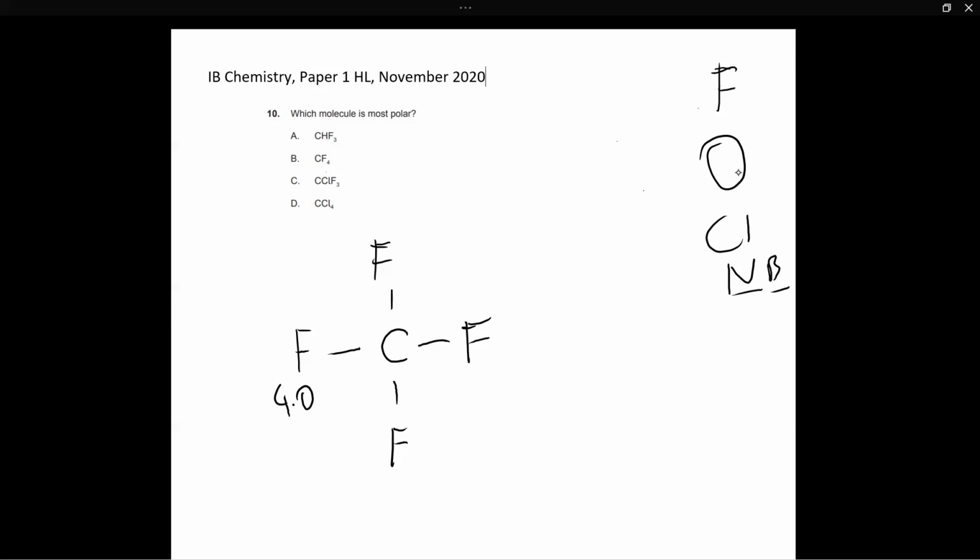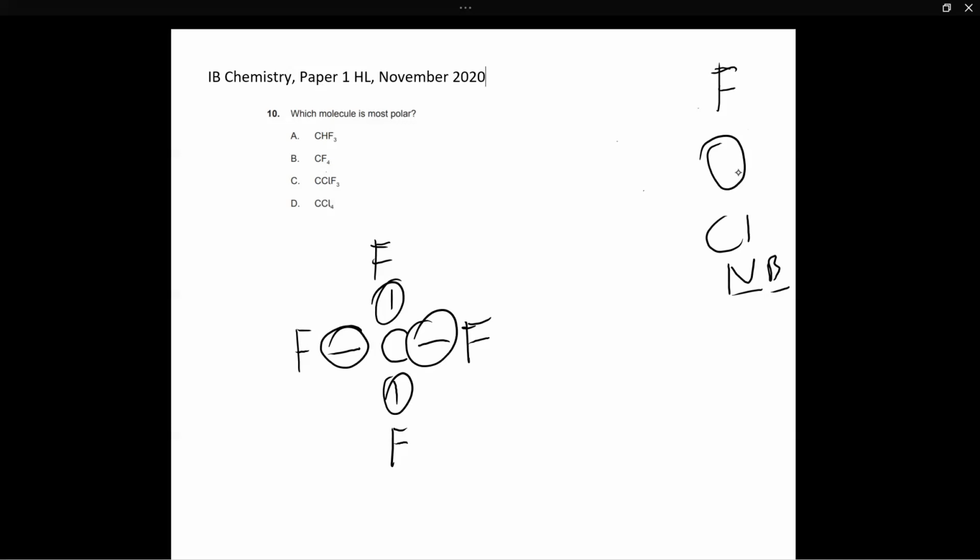Now, the difference of electronegativities is what we use to determine if a covalent bond between two elements is polar or not. And in this case, this is a polar bond because the electronegativity difference is quite high. And that would mean that all of these bonds are also polar.